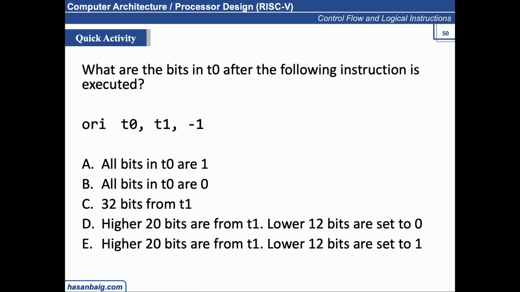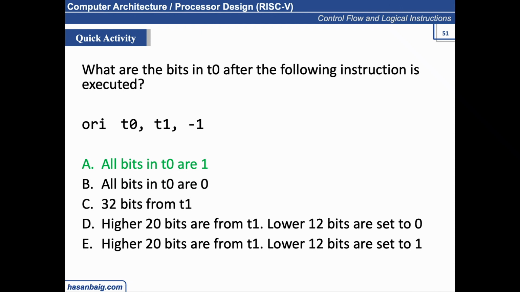So what operation are we performing? Whatever the value of T1 is, no need to make any assumption. We are performing an OR operation with all ones, and we know that in OR, if any of the inputs is 1, the output is 1, no matter what the other value is. So it means all bits in T0 will be 1. Any question?